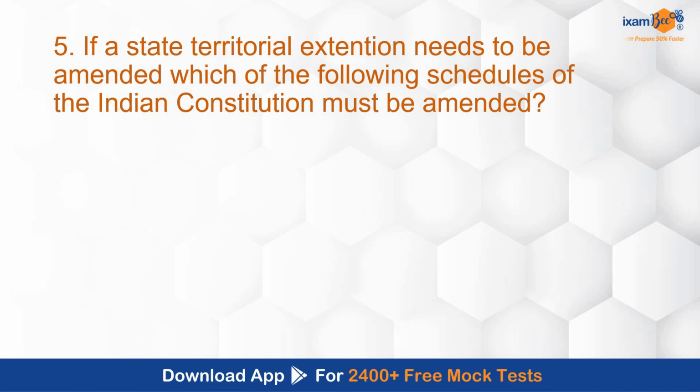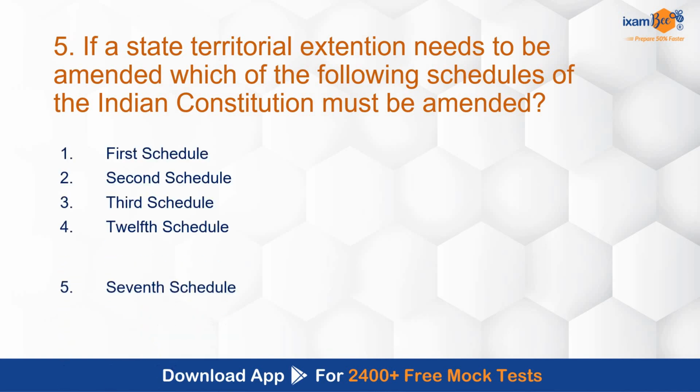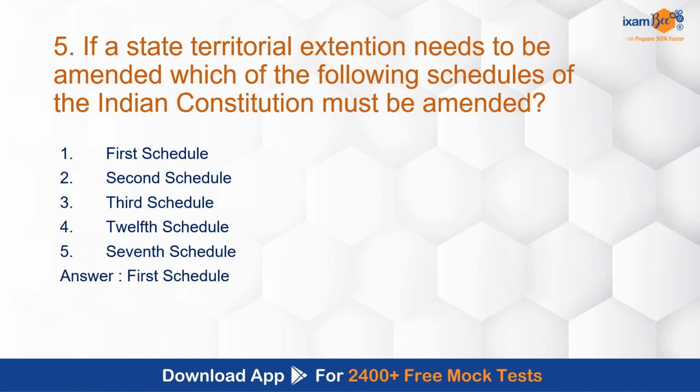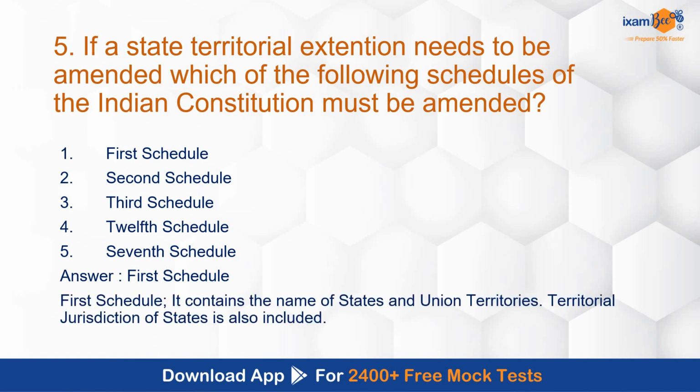Moving to question number 5. If a state's territorial extent needs to be amended, which of the following schedules of the Indian Constitution must be amended? First schedule, second, third, fourth, 12th, 7th. The correct answer here is first schedule. The first schedule contains the names of states and union territories. Territorial jurisdiction of states is also included. This question in a different form was also asked in 2023. We'll come to that.